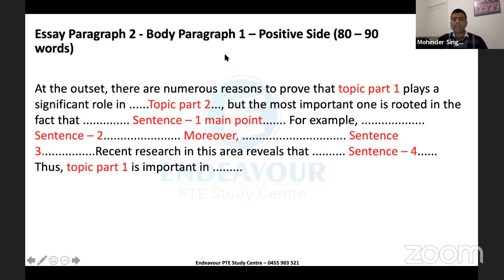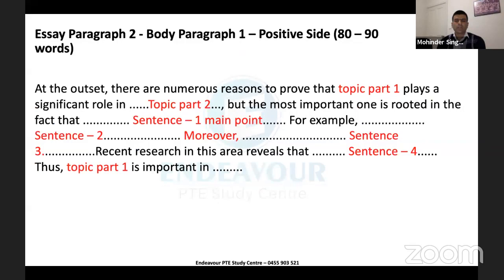So basically, it is quite self-explanatory. You say, at the outset, there are numerous reasons to prove that online information plays a significant role in day-to-day life, comma, but the most important one is rooted in the fact that, and that's where your main sentence, your main supporting point, will come. Full stop. For example, then you will extend that into an example. So give an example, and then you can write another sentence with moreover.